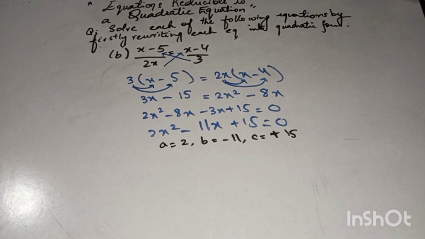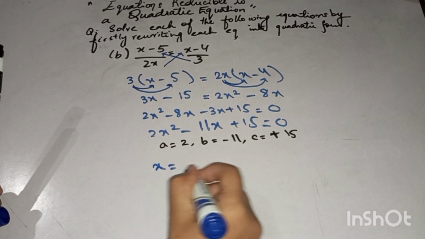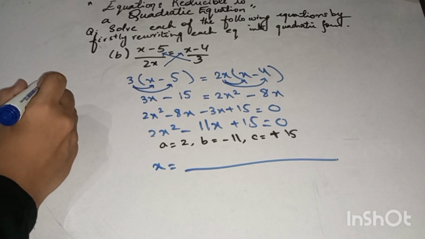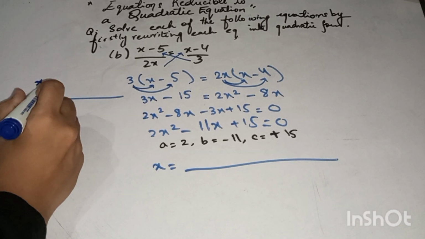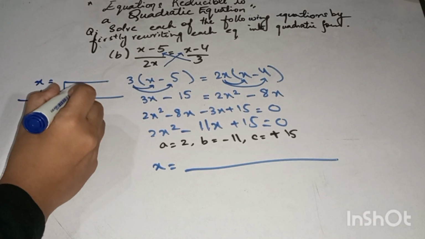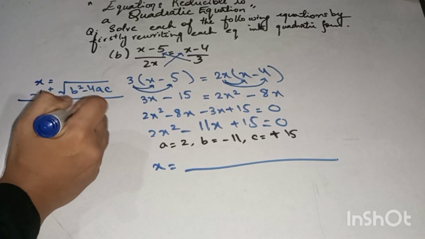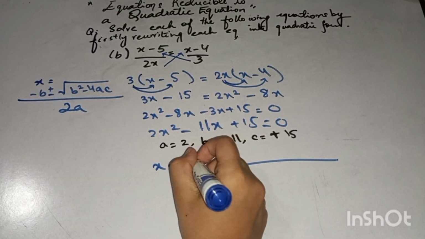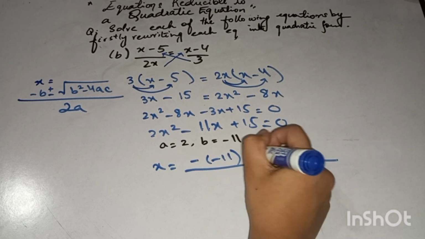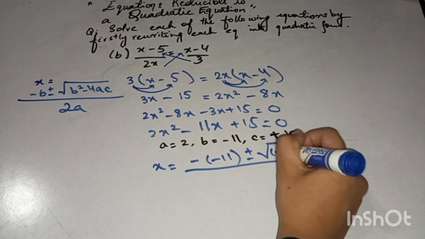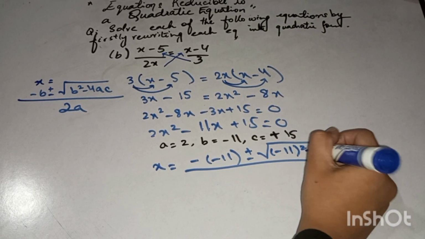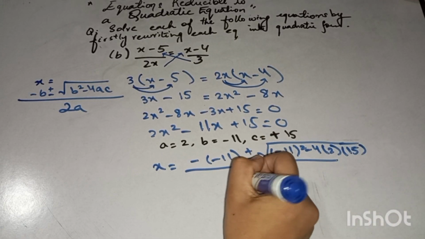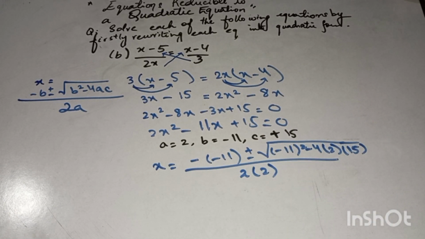So now let's plug it into our formula. Now what was our formula? I'll write it here again. So x equals minus b plus minus under root b square minus 4ac over 2a. We'll simply put all of it accordingly. So we'll get, so this is what we have.